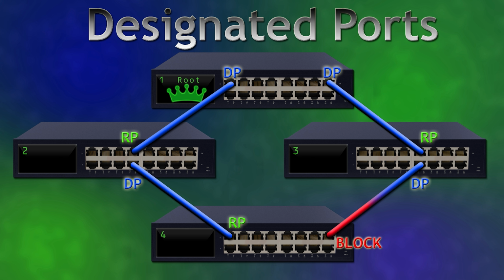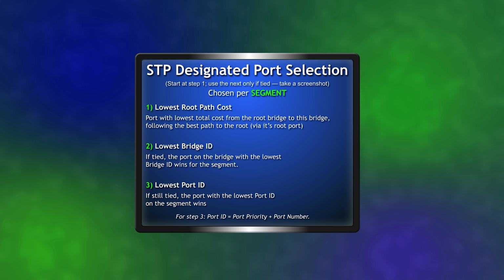But switch 4 is not dropping BPDUs. Even when it's blocking, it needs to see those. So if a link goes down, it will spring into action, unblock, and become the designated port for that segment. And let's also not forget that the root port moves for switch 3. Here are the tiebreakers for designated ports. It's a decent reference if you want to take a screenshot. The main thing to remember with designated ports is that they're chosen per segment.